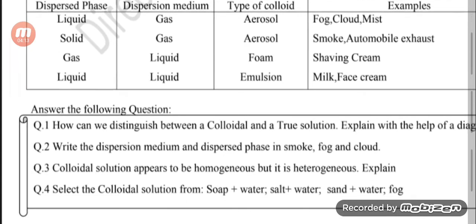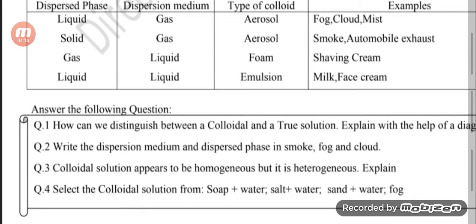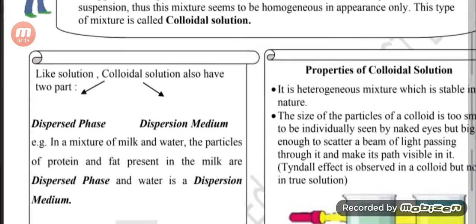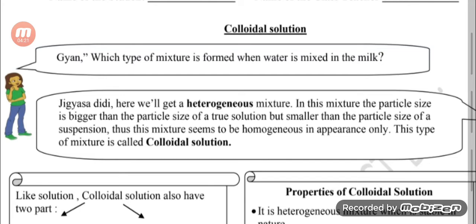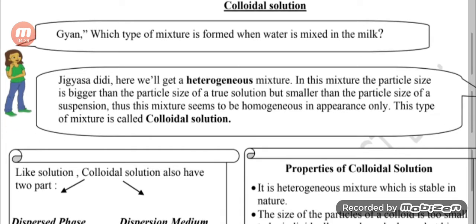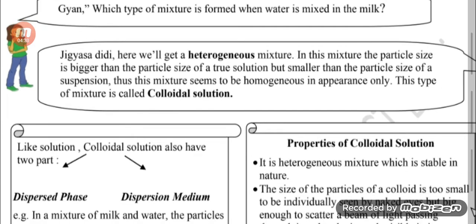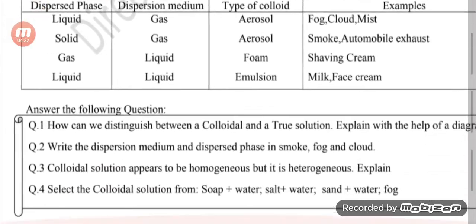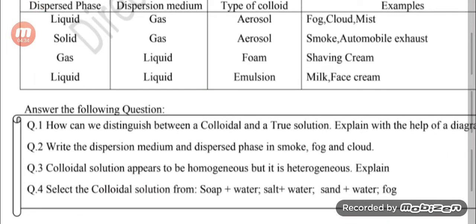Question number third, a colloidal solution appears to be homogeneous but it is heterogeneous. Students, we discussed at the start of the worksheet what Gyan asked his sister, why it seems to be homogeneous. It depends upon its particle size. You can write from the first paragraph. The last question, select the colloidal solution. Soap and water, salt and water, sand and water, fog.